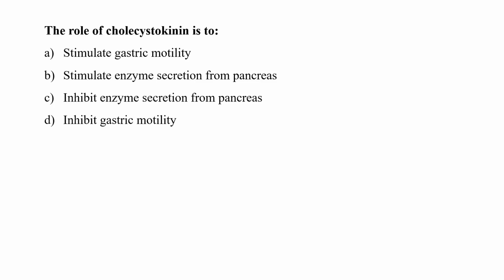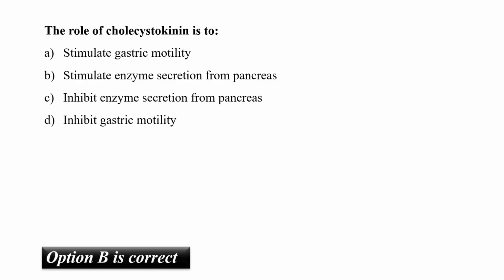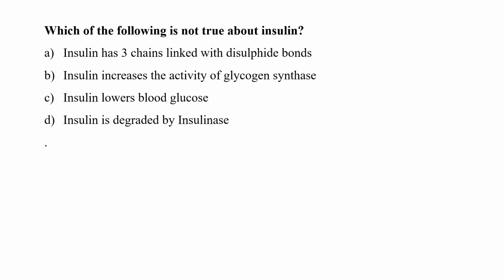The role of cholecystokinin is to stimulate gastric motility, stimulate enzyme secretion from the pancreas, inhibit enzyme secretion from the pancreas, or inhibit gastric motility? CCK, or cholecystokinin, stimulates pancreatic acinar cells to release a juice rich in pancreatic digestive enzymes, which catalyze fat, carbohydrate, and protein digestion. So option B is the correct answer. Which of the following is not true about insulin?